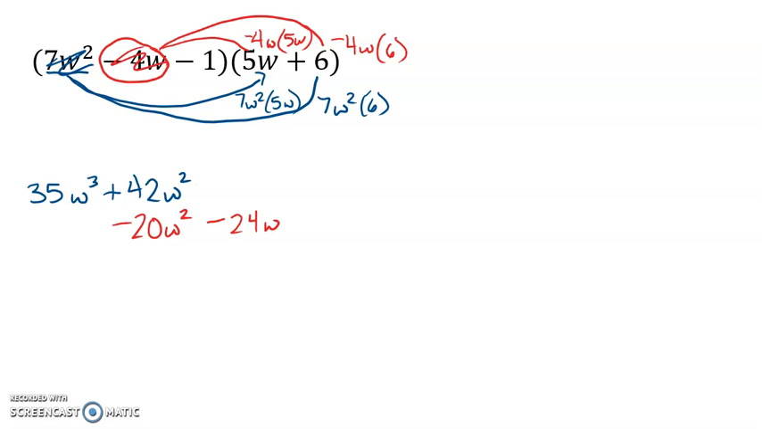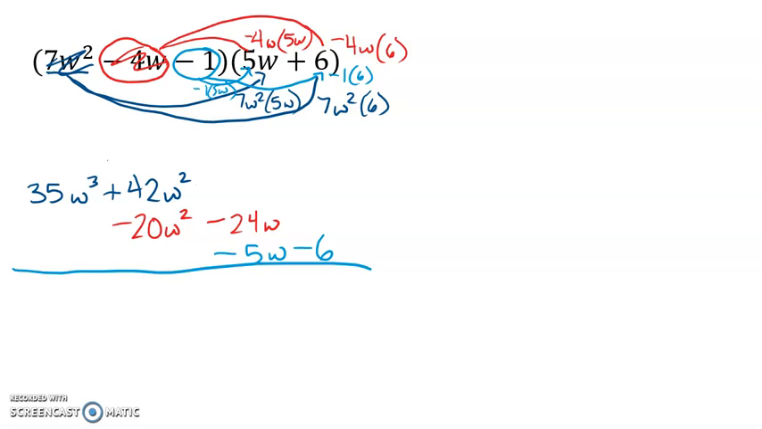Okay? And so then we have one more. We still have to do this negative 1. So we're going to still have to do negative 1 times 5w, which is negative 5w. I'll put that under my w's. And then I still have to do negative 1 times 6, which is negative 6. Okay, I'm done with the negative 1. Nothing left to multiply. Now you combine.